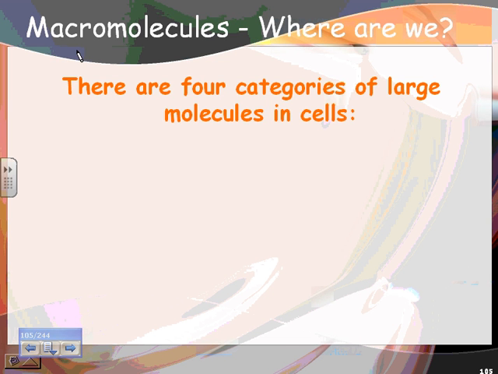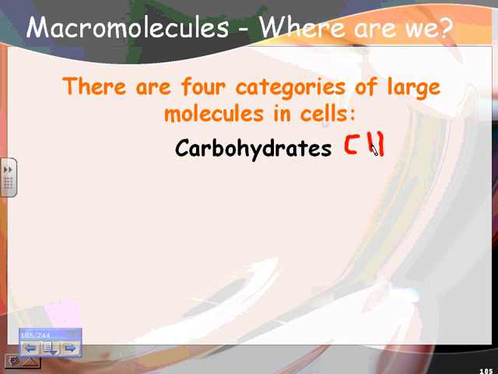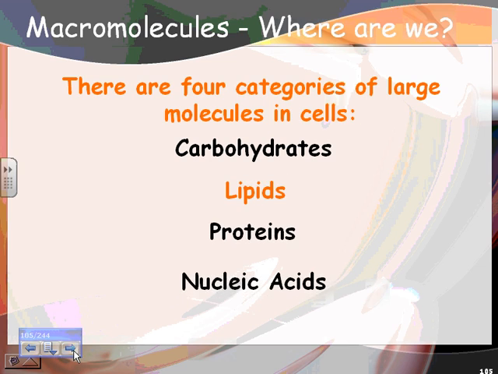So we're talking about macromolecules, and we have already talked about carbohydrates. If you remember, carbohydrates have the elements C, H2O. So that's carbo, and then water is hydrate. The next one is lipids. We've done carbohydrates, and now we're going to talk about lipids. It will probably take a couple of these video clips to get through lipids, and then we're going to talk about proteins and then nucleic acids.